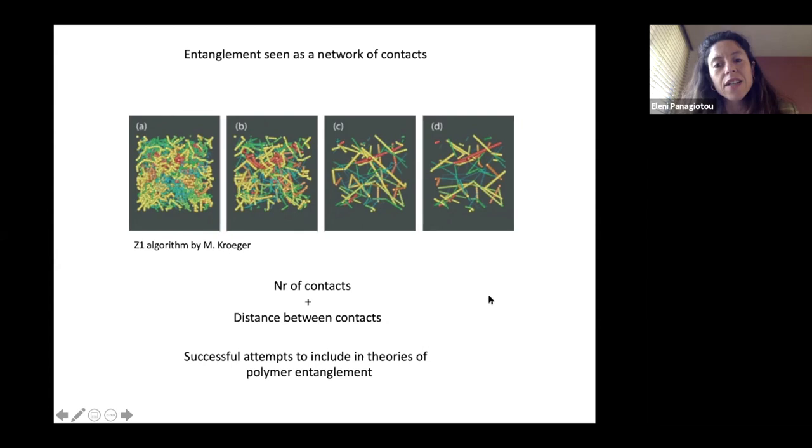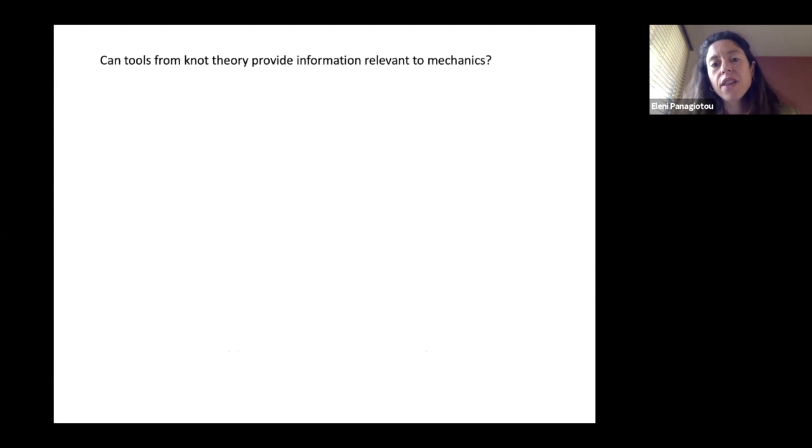So since the 60s, I think it was, when Edwards had already thought that this is not the most rigorous way of defining entanglement, and maybe there are more rigorous definitions in mathematics of studying the complexity of curves in space. And there is indeed a branch of mathematics that deals with that, which is called knot theory. But since then, it still remains, I think, for many people, at least in the community, an open question whether tools from knot theory provide any information that is actually relevant to mechanics.